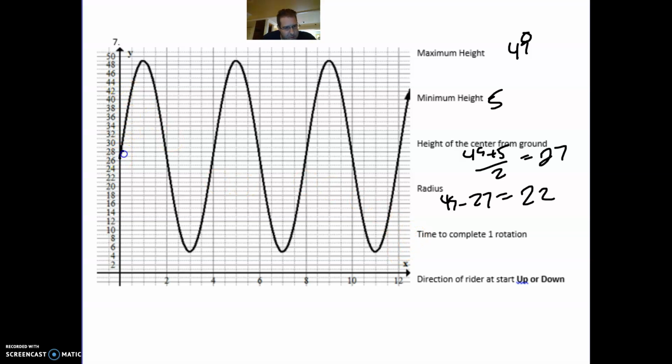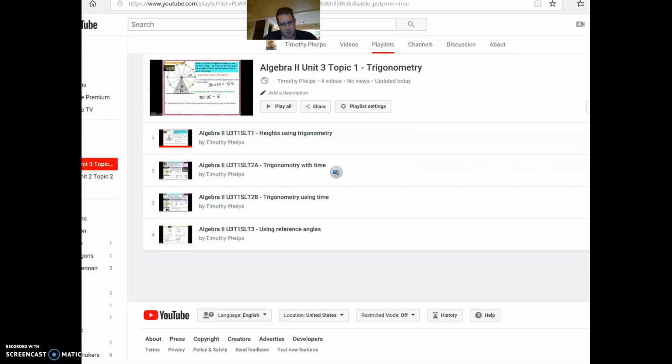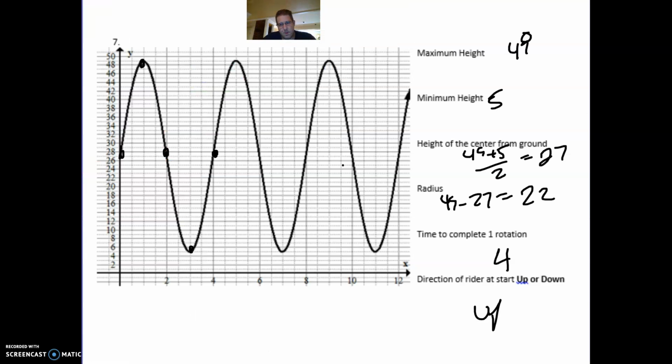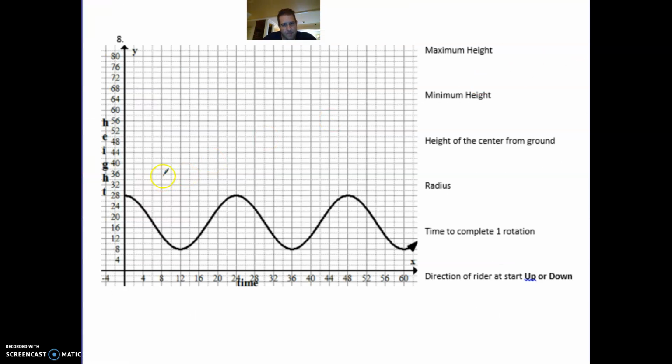And time to complete one rotation. So 90 degrees, 180, 270, 360. So it looks like it takes 4 seconds, and it's going up. Oh, okay. I pressed the wrong button. So there we go. Back to where we were.